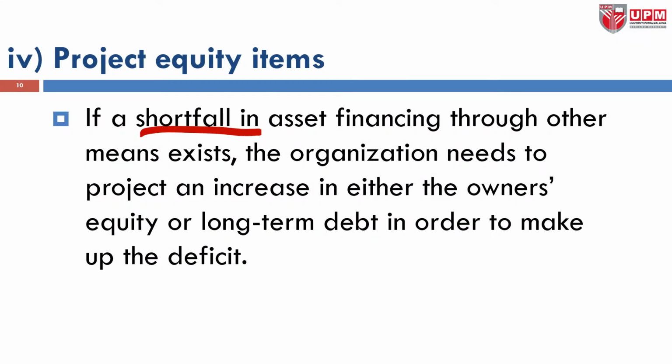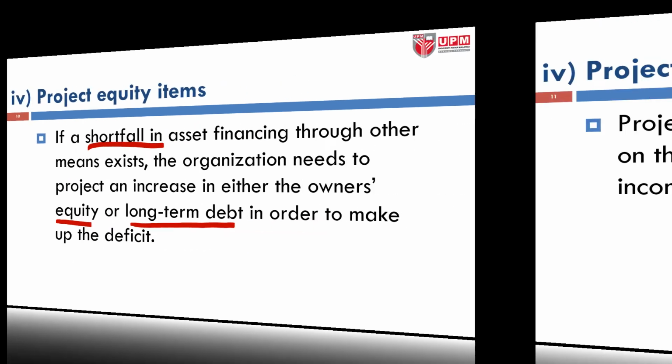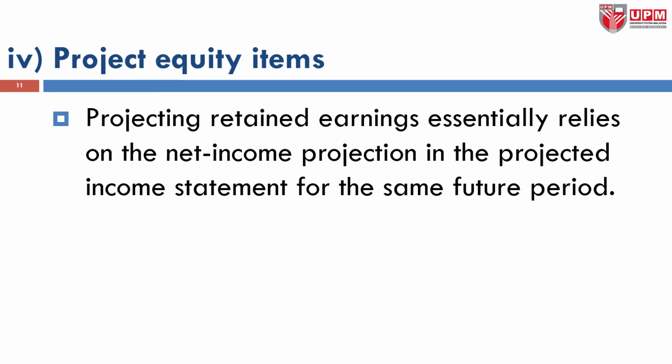If a shortfall in asset financing through other means exists, the organization needs to project an increase in either the owner's equity or long-term debt. So there are two options here: you increase the owner's equity, or you take another debt or loan in order to make up the deficit. Projecting retained earnings essentially relies on the net income projection in the projected income statement for the same future period.